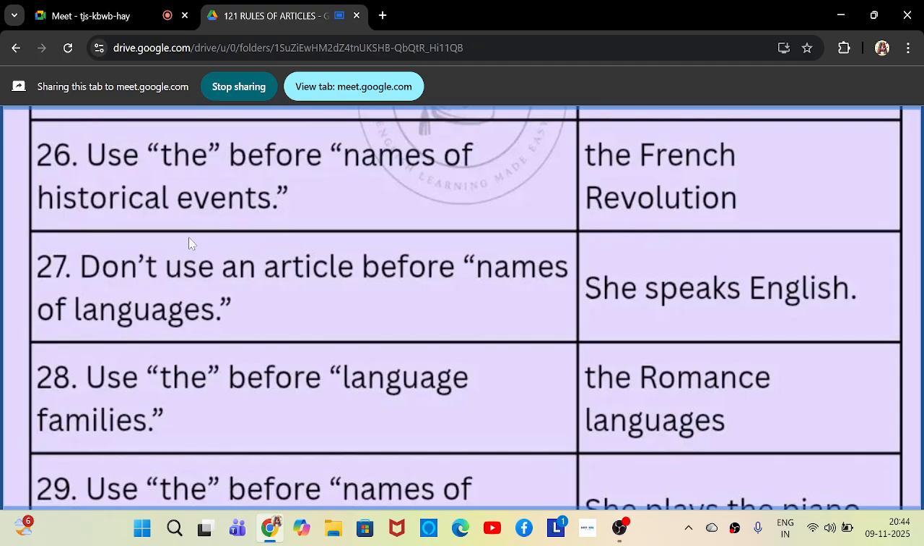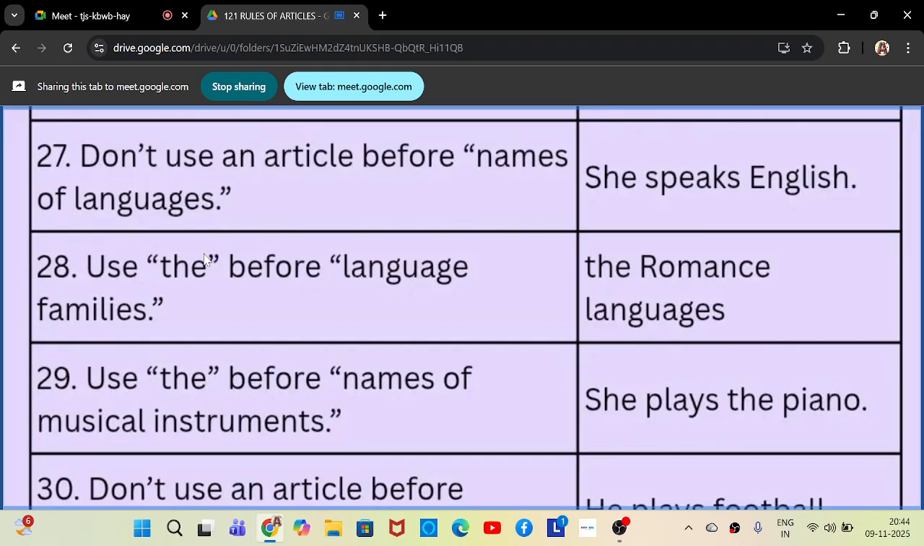Next, don't use an article before names of languages. Very, very important. Whenever you are speaking about a language, you should not use any article. Yeah. Vaishnavi, you can read the sentence 27. She speaks English. Very good. So, English is a language. If I tell I speak Hindi, again, I don't say I speak the Hindi. So, I speak Hindi. That is the correct one. Similarly, she knows German. I don't say she knows the German. So no articles to be used before languages.